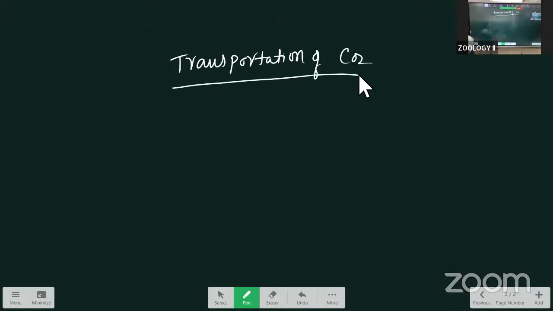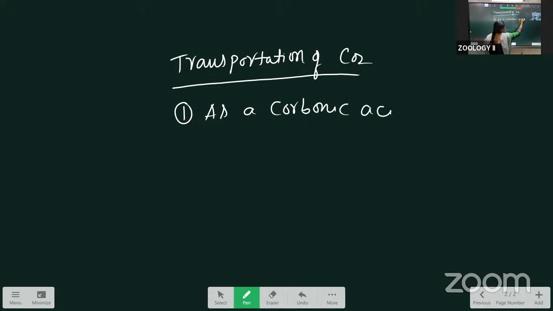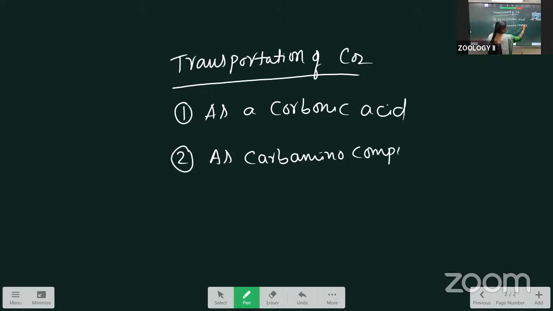The carbon dioxide is transported to the lungs, from the tissues to the lungs. Three ways are there. First one is called as carbonic acid. And next as carbamino compounds. As bicarbonates.